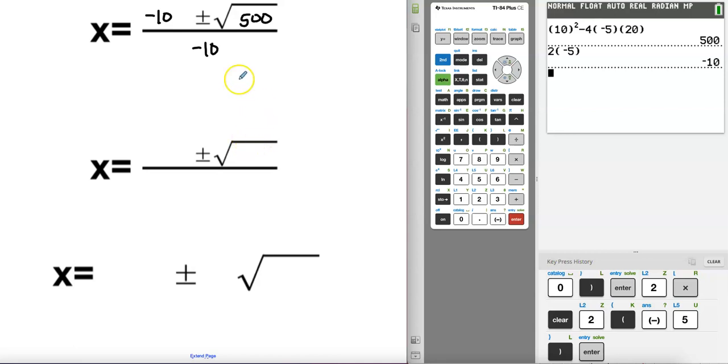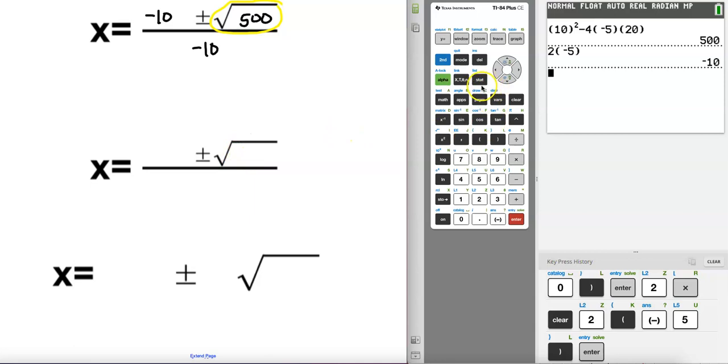Now we want to move it a little further, because some of you guys notice that I can simplify this portion. Well, how do you simplify it? You just have to make sure that you break it down so that you pull out your perfect squares, like we've been doing for a couple of weeks.